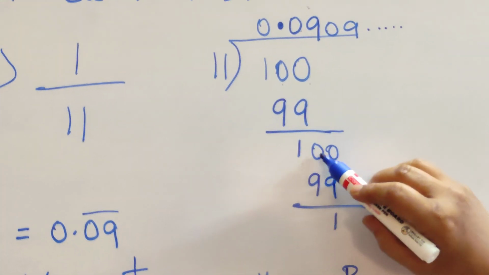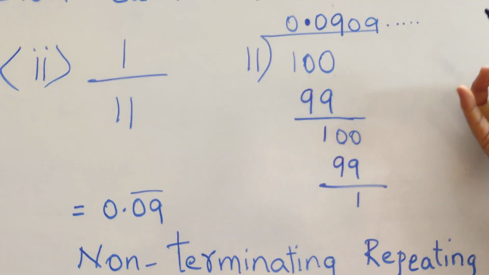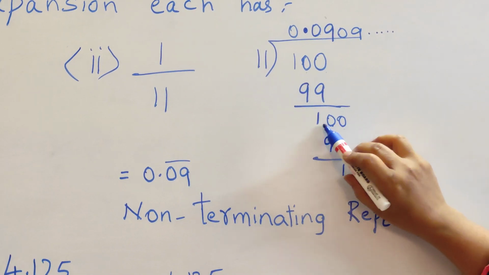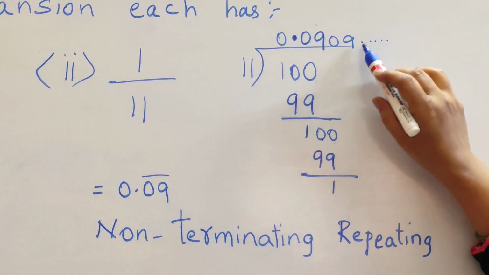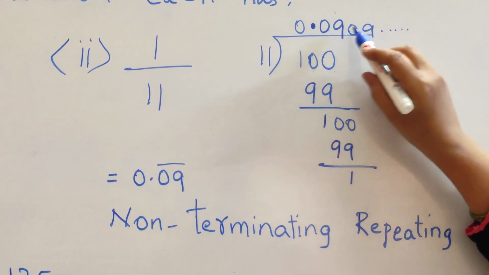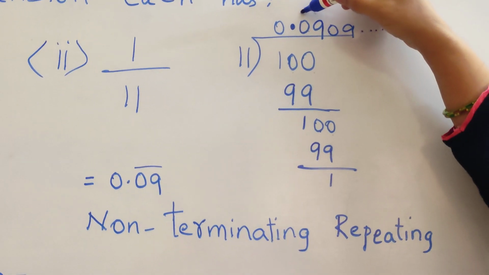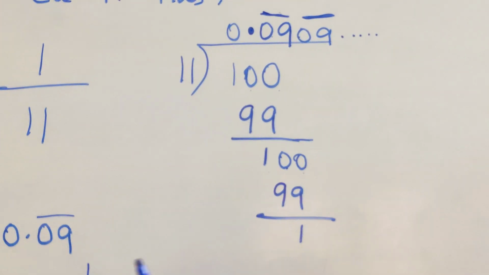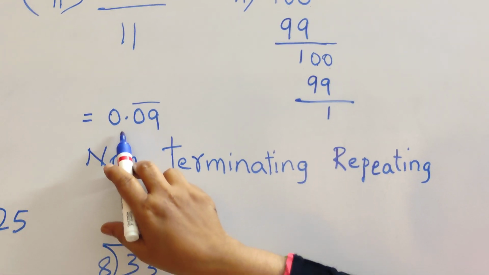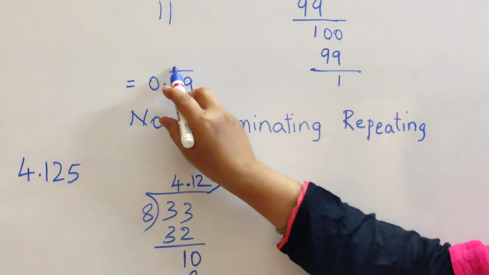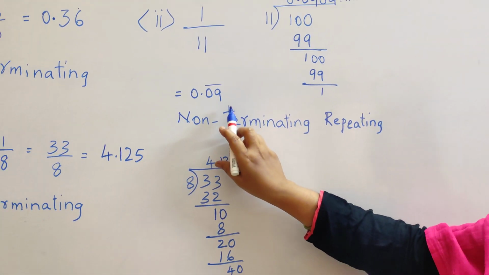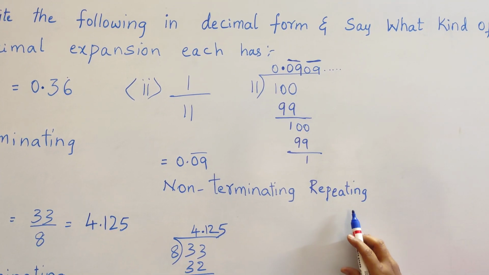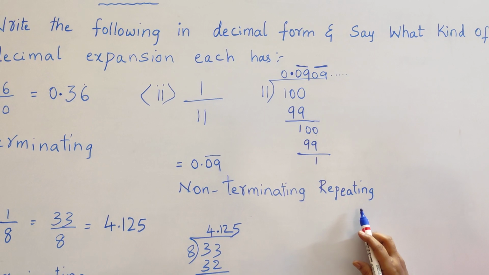Because of my decimal point, I can take a 0, but again the number becomes small. So I put a 0 there, and again I make it 100 here. Again 11 9s are 99. This process will go on repeating. What is the number repeating here? 0909. So the number 09 is repeating. So we can write the answer as 0.09 with a bar, that means 09 is repeating. So what kind of decimal is this? Non-terminating and repeating. Is it clear, children?